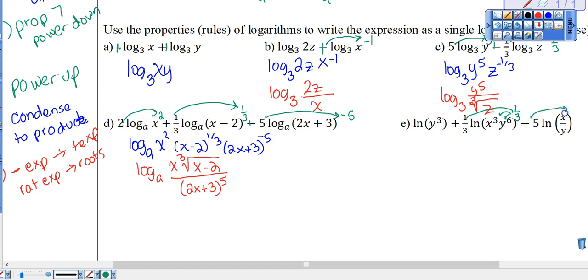We'll power up that negative 5. And P.S. I will be distributing that to both of those in the intermediate step. So let me write this as a condensed log now, a natural log of y cubed x y squared, because I'm doing x cubed times 1/3, which is x to the first, and y to the 6th times 1/3, which is y squared. And I'm also evaluating this here. This is x to the negative 5 over y to the negative 5. And I'm going to deal with that as well.